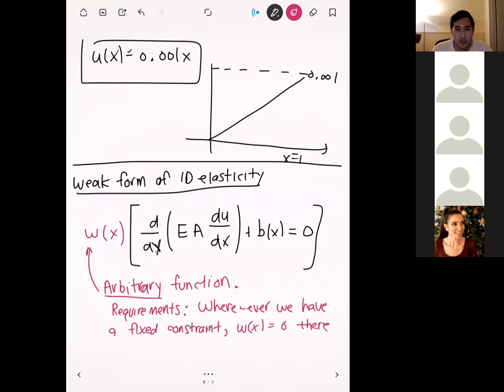Basically what we're saying is, if we consider our problem domain and our boundary value problem, whenever we have a fixed constraint or a Dirichlet boundary condition at a certain location, whether it be x equal to 0 or x equal to L, then the w function has to equal 0 there as well. So you have either w of 0 equal to 0 or w of L equal to 0, and it depends on where your fixed boundary condition is. Any questions on this so far?